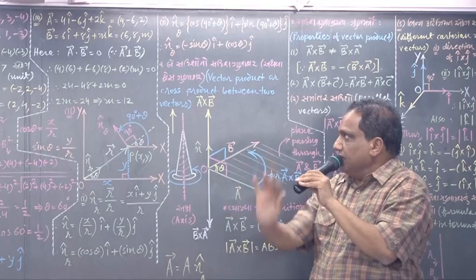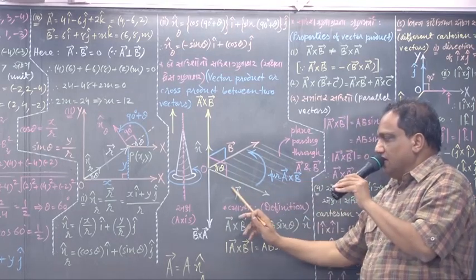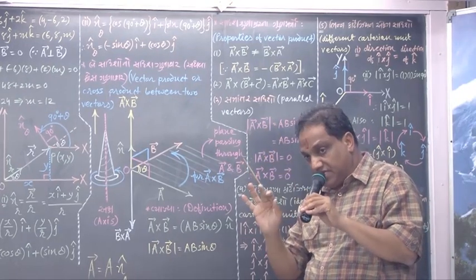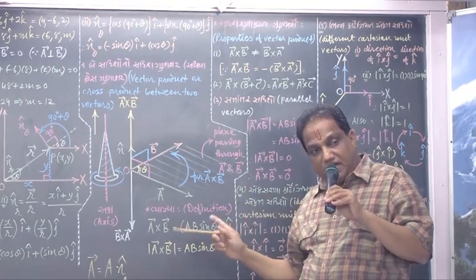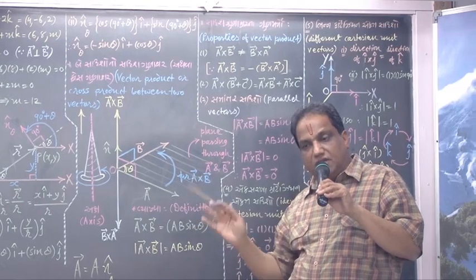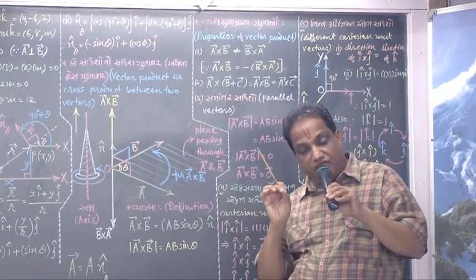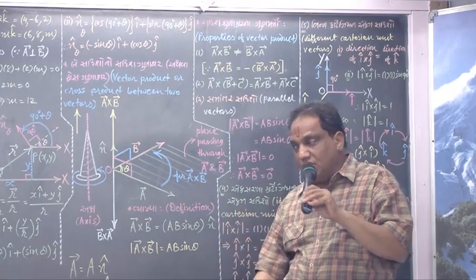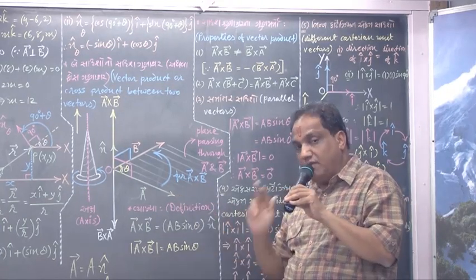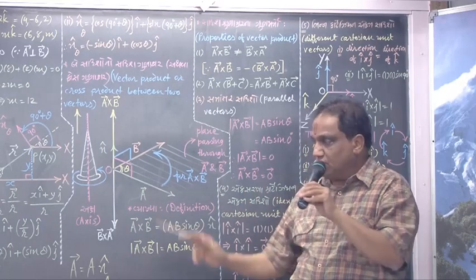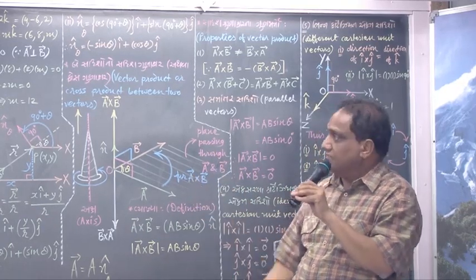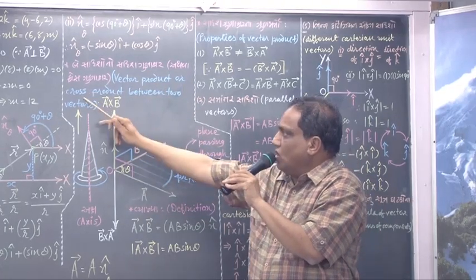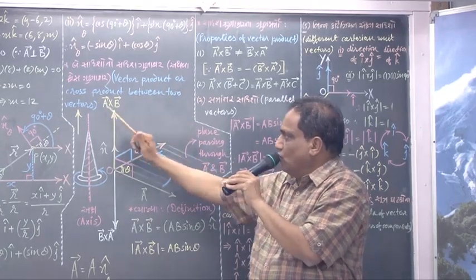Okay. Now see, this article is of maximum importance. If you understand this article, many articles in all the 4 semesters you will find very easy, and the converse is also equally true. If you don't understand this, you will have many problems later on. So try to pay very careful attention here. What is it? Vector product or cross product between two vectors.